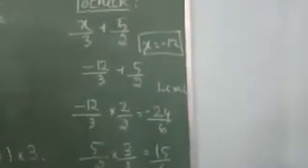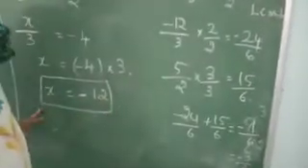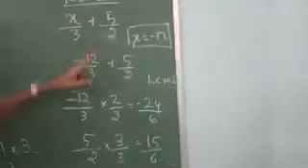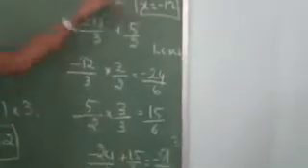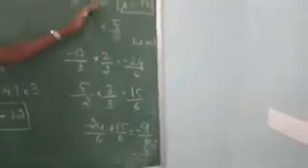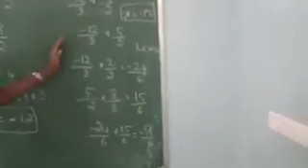See, the checking should be done in the rough column only, because you already found the value for this x. You are just checking whether the value you found is right or wrong. So all the checking operations should be kept in the rough work side. So do it in your rough work side. Don't do this in the fair work side.